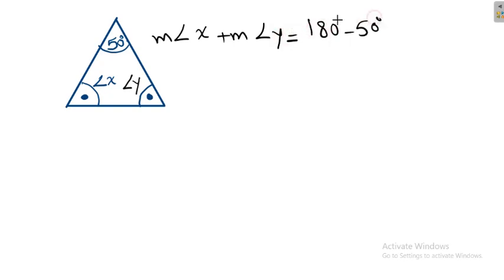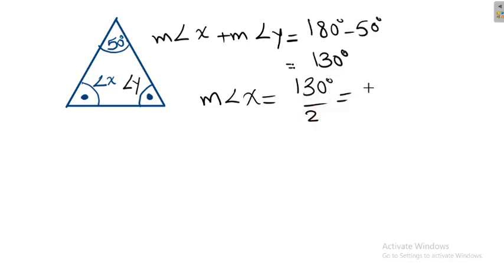Let's call the other angle y. Measure of angle x plus measure of angle y equals 180 minus 50. It will be 130. That's the measure of angle x plus angle y. What is the measure of angle x? Because measure of angle x equals measure of angle y, then measure of angle x will be half, 130 divided by 2, which will be 65 degrees.